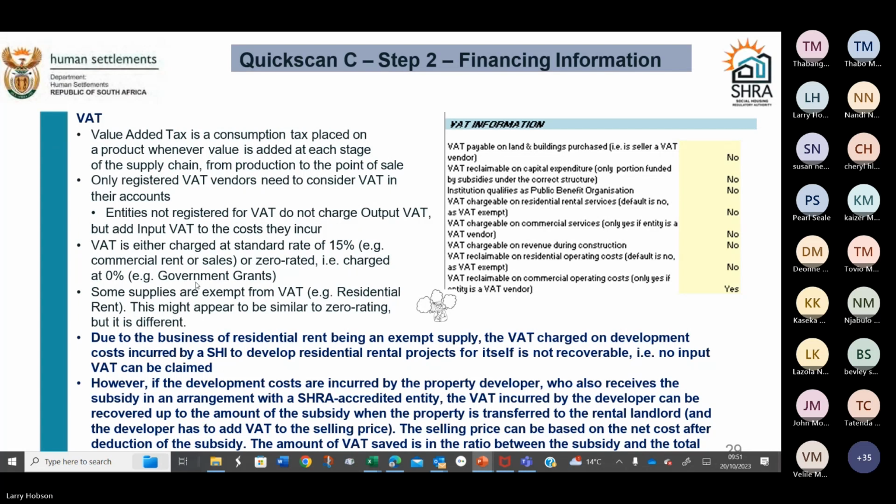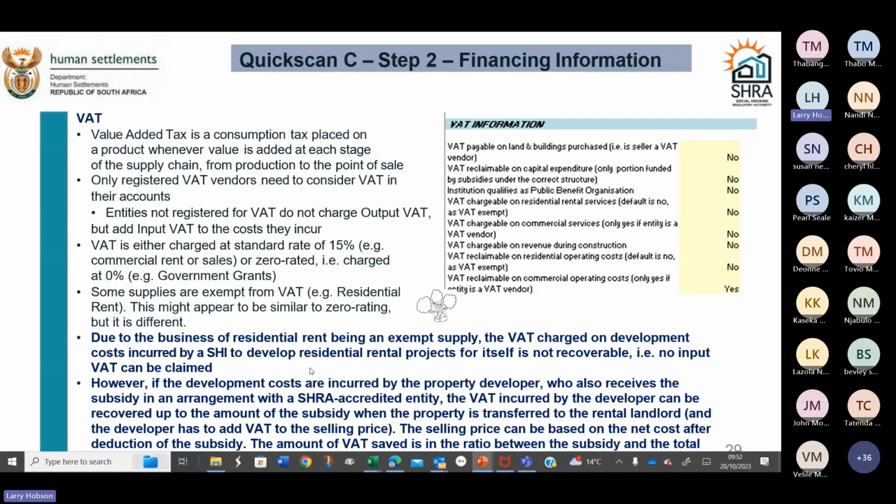And then when it comes to exempt from VAT, some supplies are exempt from VAT. Residential rent is exempt from VAT. It might appear to be similar to zero rating because you're not adding anything, but it is different. It's important to remember that it's different. So due to the business of residential rental being an exempt supply, the VAT charged on development costs incurred by SHI to develop its own residential projects for itself is not recoverable. So no input VAT can be claimed.